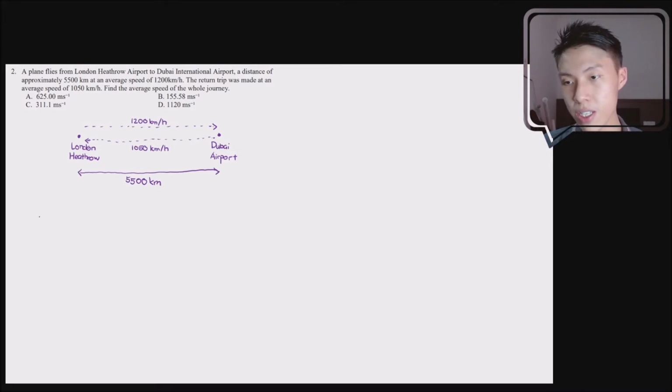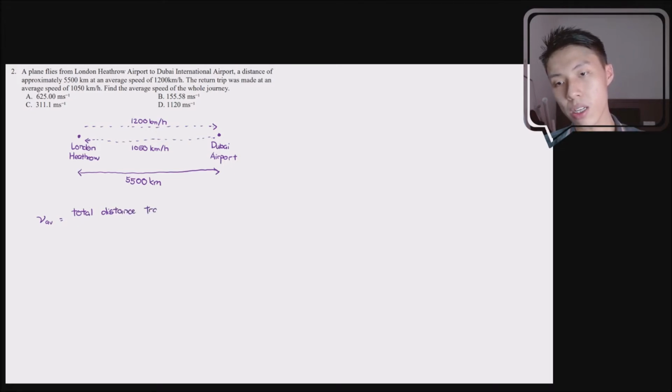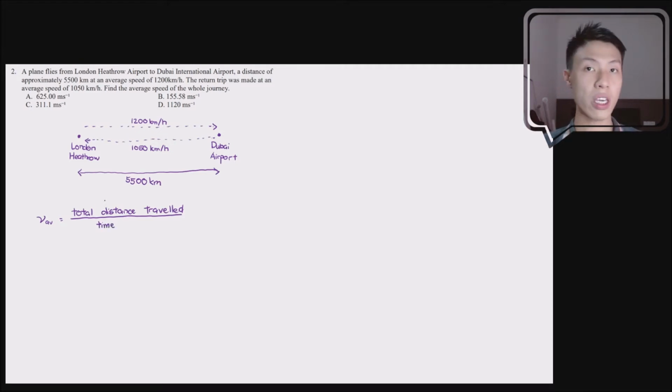We know the average speed, v average, is equal to the total distance traveled divided by the total time elapsed. You might be wondering whether average speed is just the magnitude of average velocity. No. Average speed is not the magnitude of average velocity. They are different things. For velocity, you calculate it based on displacement over time. But for speed, you calculate it based on the distance traveled divided by the time elapsed. So you need to be very clear what is average speed and what is average velocity.